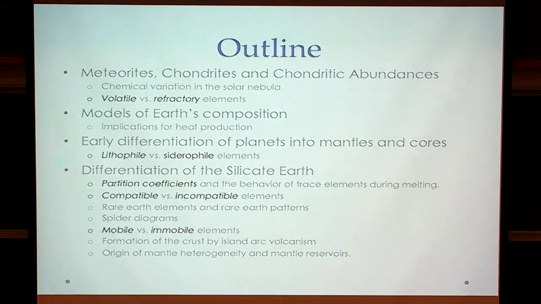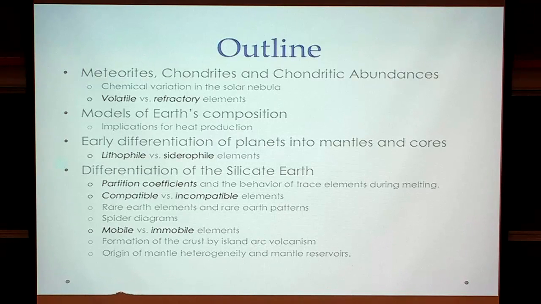So this is the outline. We'll begin by talking about meteorites and chondrites and chondritic abundances. One of the important concepts is volatile versus refractory elements. We'll talk about models of Earth's composition and the implications those have for, among other things, heat production, which in turn is the energy to drive terrestrial dynamics. Differentiation of planets into mantles and cores, and the concept here is that of lithophile versus siderophile elements.